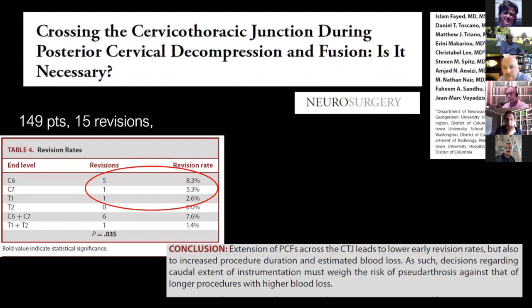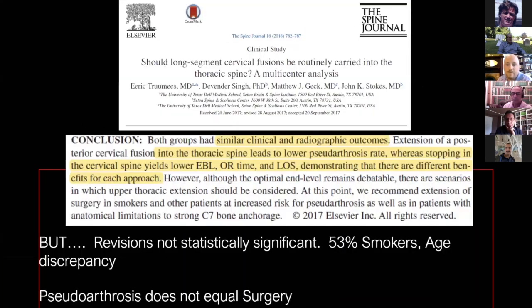And then for some reason, if you look within that circle, C7 with 1 revision and T1 with 1 revision, C7 has a 5.3% revision rate and T1 has a 2.6% revision rate. So I don't know if that's the editors, but I don't know how that lets you come to the conclusion, which is below, that stopping at the thoracic junction leads to a higher revision rate, because that is clearly wrong.